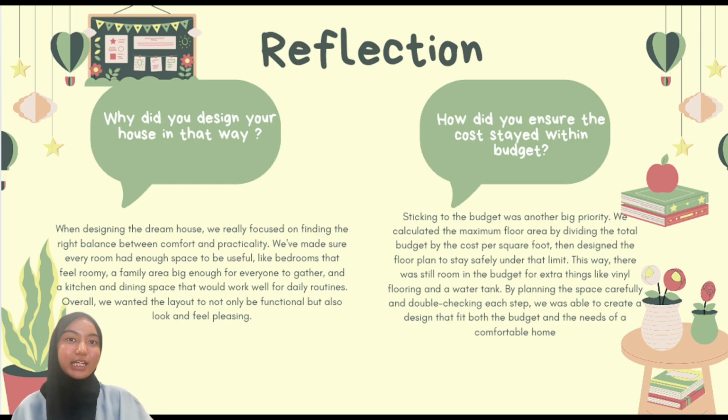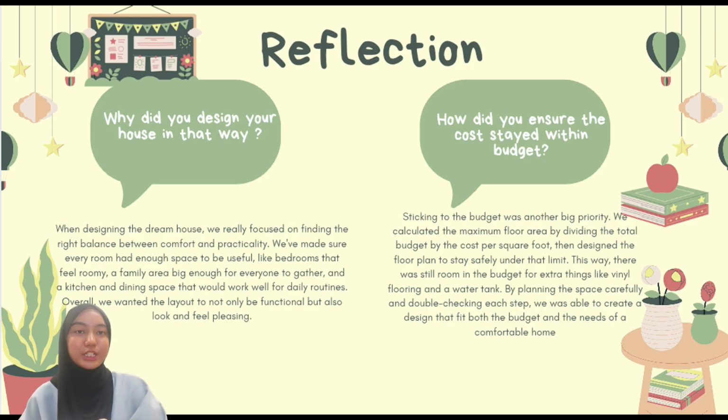Last for problem 1 is the reflection. The question is, why did you design your house in that way? My answer is, when designing the dream house plan, we focused on finding the right balance between comfort and practicality. We made sure that every room had enough space to be useful, like bedrooms that feel roomy, a family area big enough for everyone to gather, and a kitchen and dining space that would work for daily routine. Overall, we wanted the layout to be not only functional, but also pleasing to look at and feel.